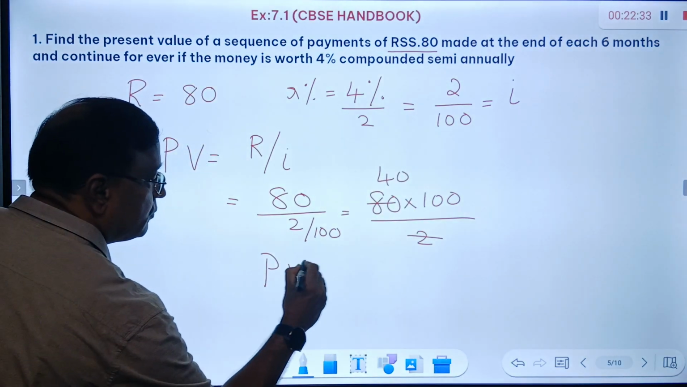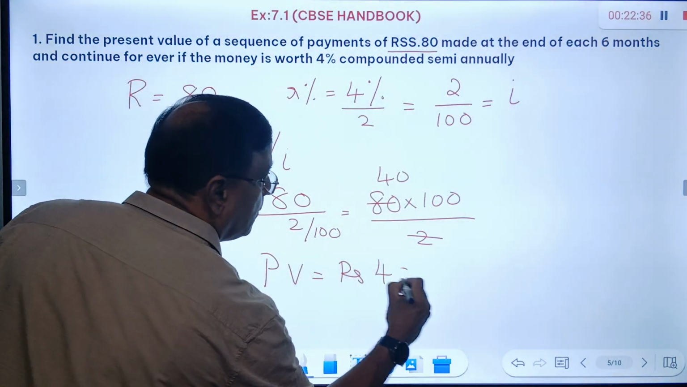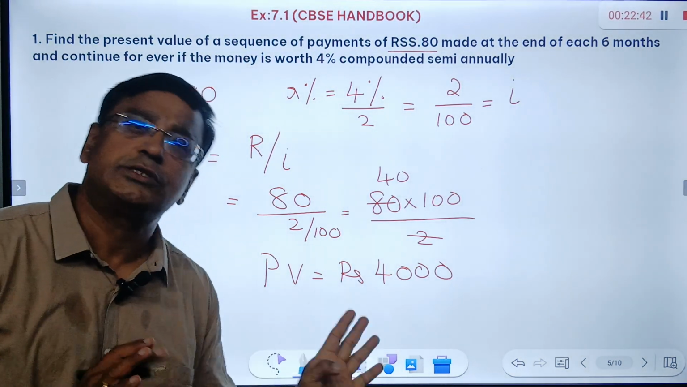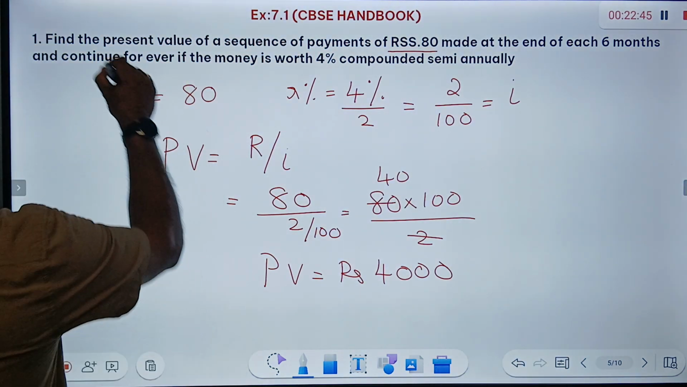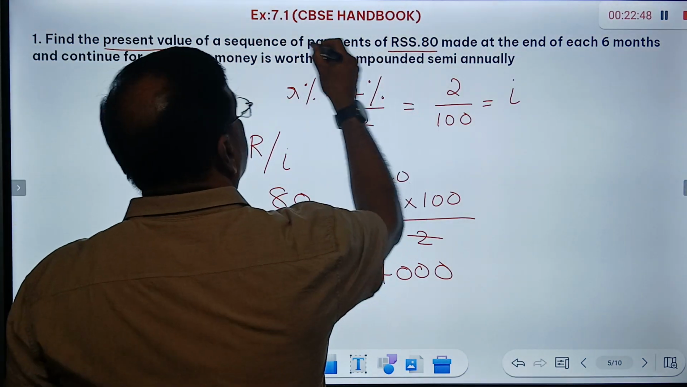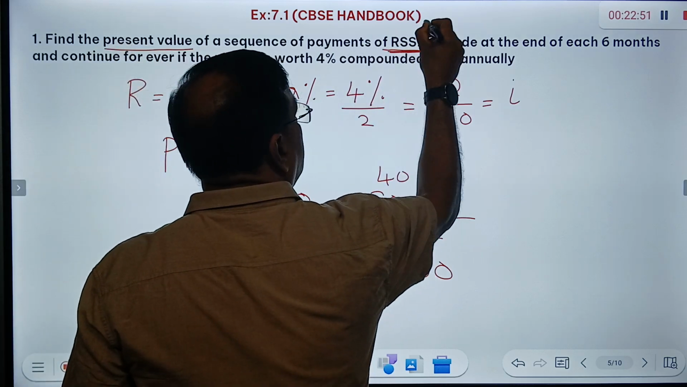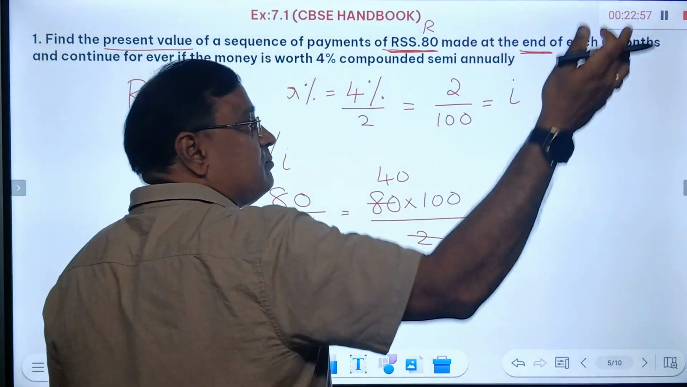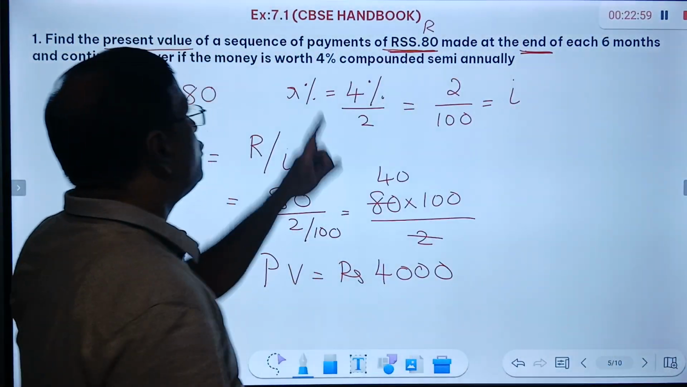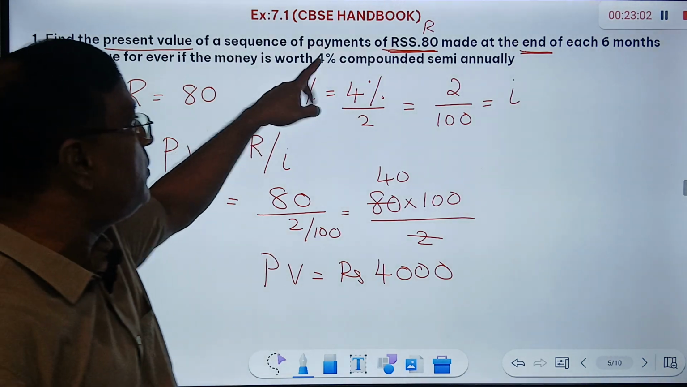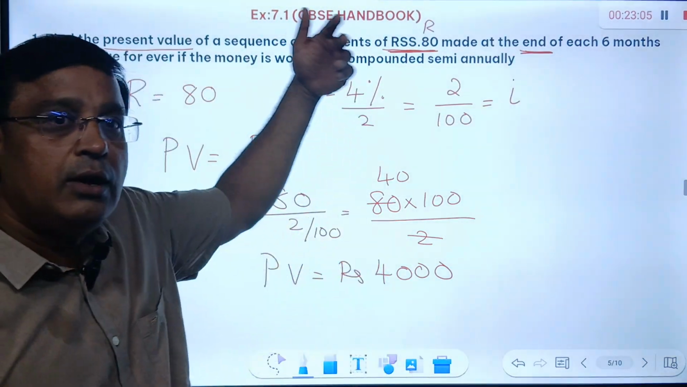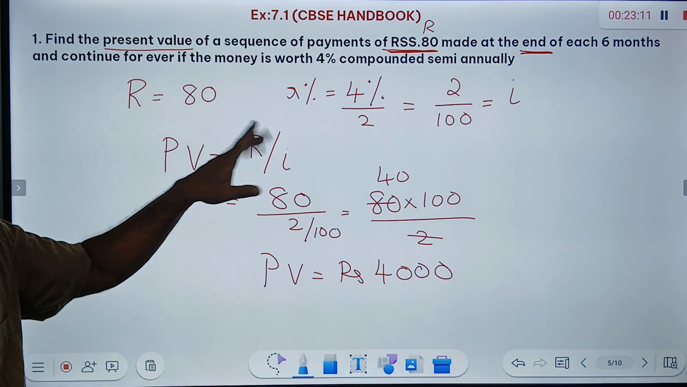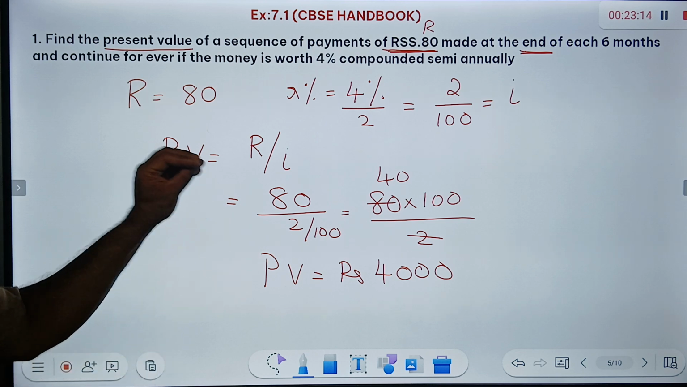So the present value is what? Rupees 4,000. The problem is very, very simple and high possibility for a 2-mark question from this. Find the present value when the sequence of payment R is made at the end. When do I make it? Every 6 months. So in a year, I make payment 2 times. So the interest will become half because 4% is for 1 year. So for every 6 months, it will be 4% divided by 2. So my i is 2% and my present value formula is R by i. I hope this is clear. Very, very simple question.